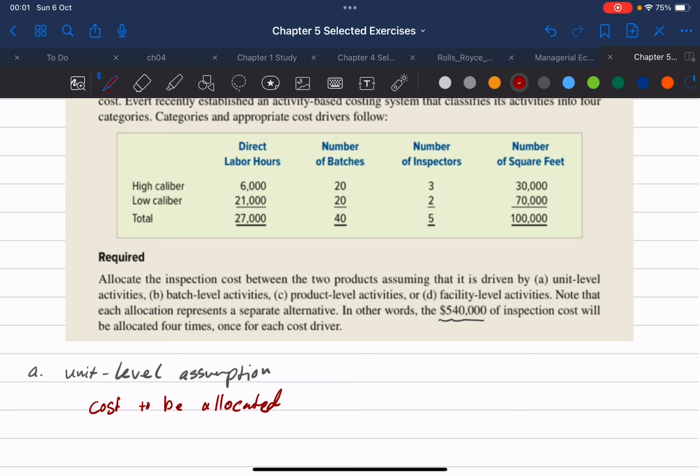What are we going to do with that cost? We're going to determine the cost driver and divide the cost to be allocated by the cost driver. Okay. Now, what is going to be our cost driver here? We have labor hours, so we could use that as our cost driver. So we have a total of 27,000 labor hours. We could use that for our unit level assumption. What will that give us? It will give us the allocation rate.